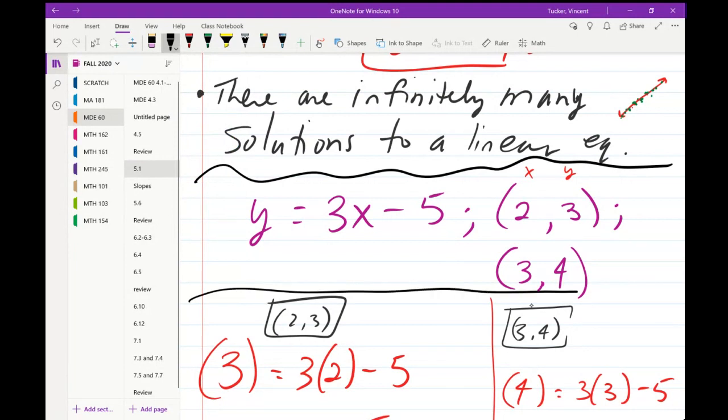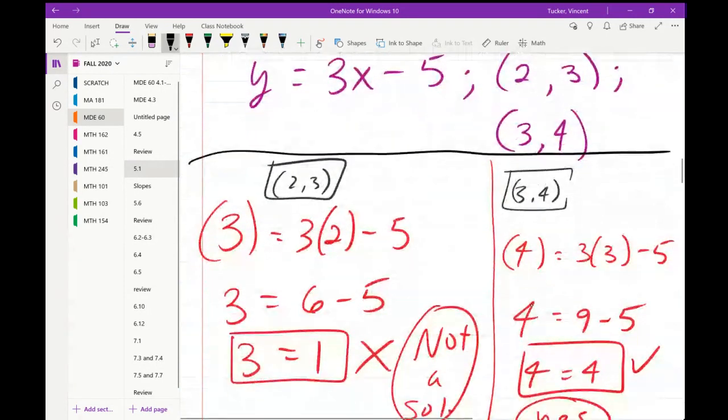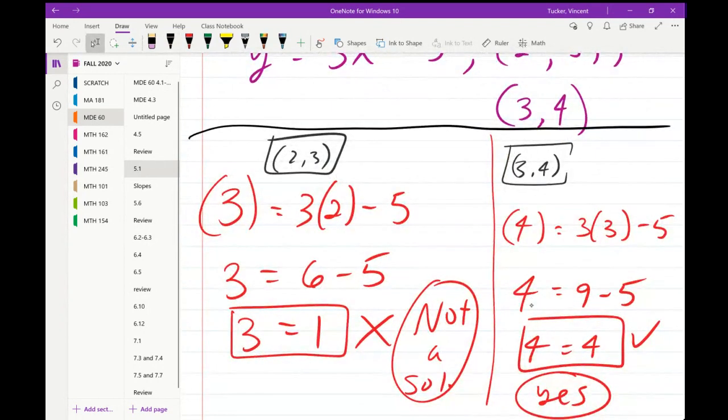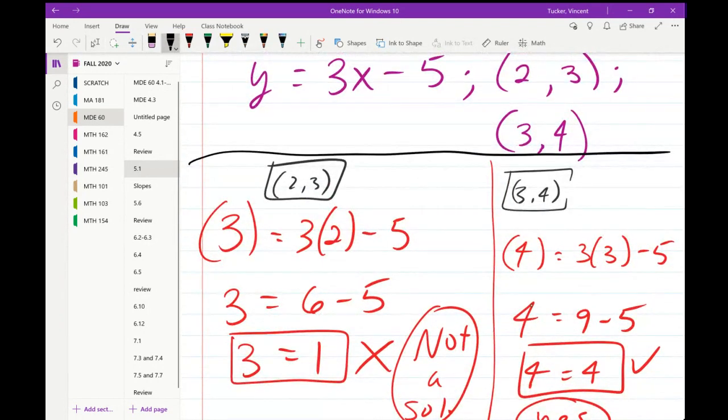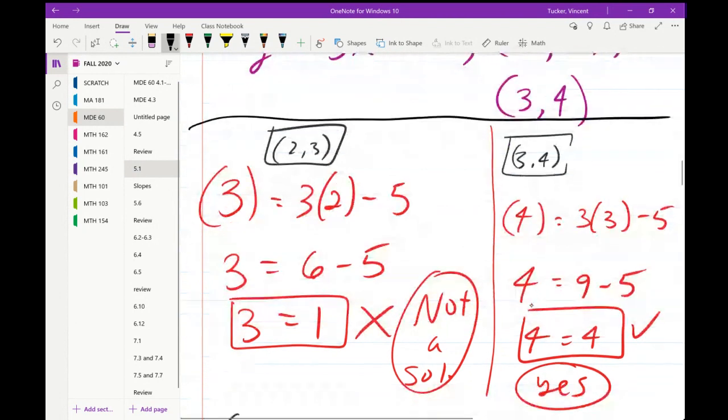All right. So plugging in both ordered pairs, plugging in 3 for y, 2 for x. So that would be equal to 3 times 2 minus 5. 3 times 2 is 6, so 6 minus 5 is 1. So (2, 3) is not a solution.